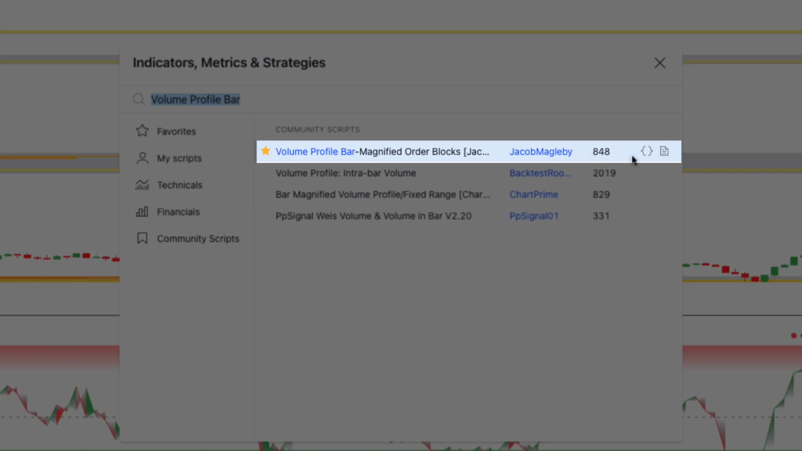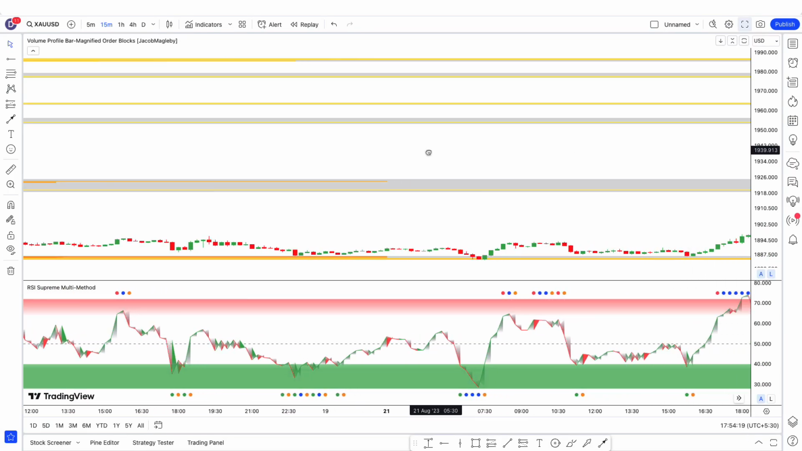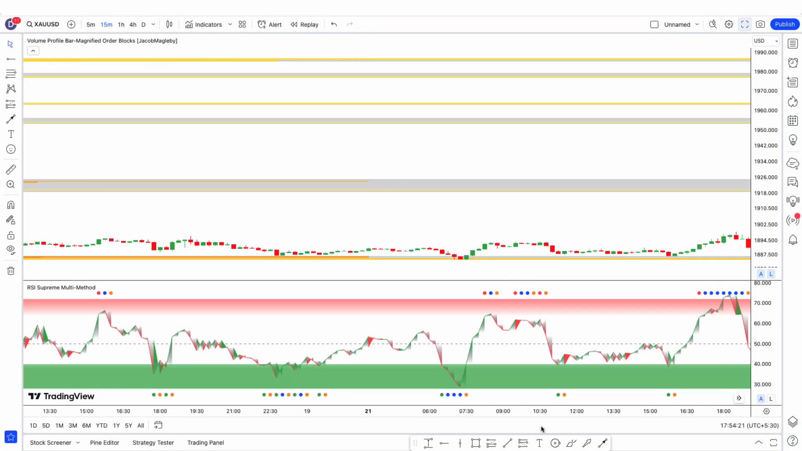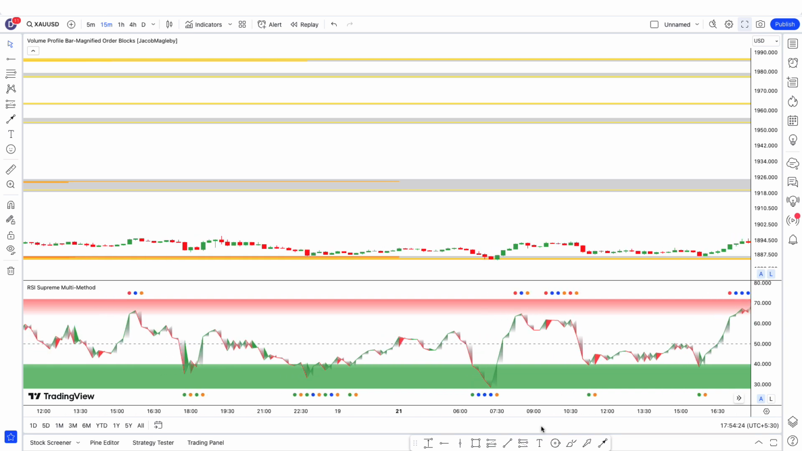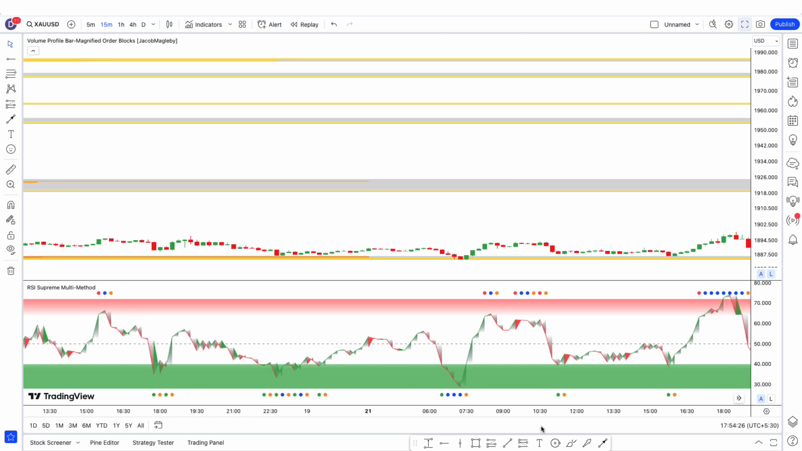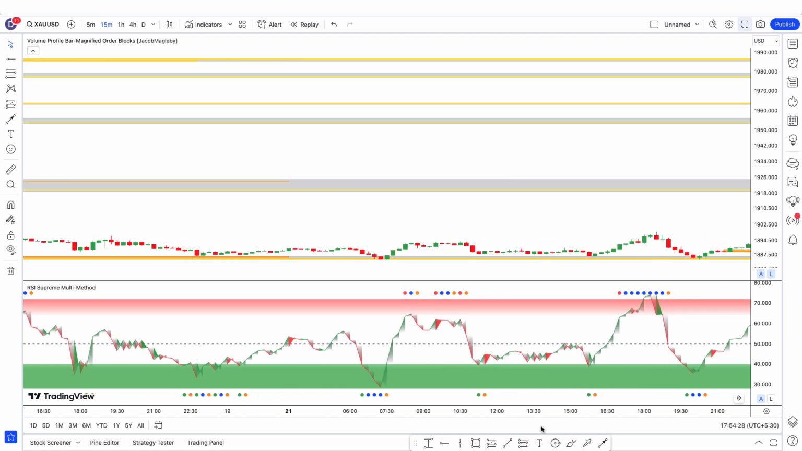Click on it to install it on the chart. The second indicator of this strategy is probably the most significant one. Why is that? You might ask. Well, it's because this tool analyzes the market in a totally new way.